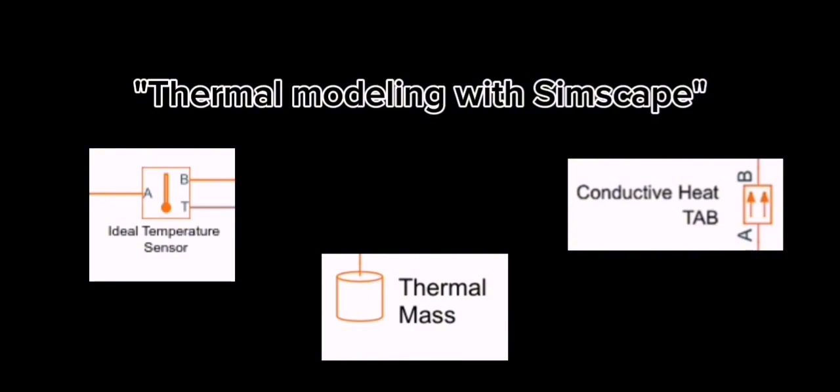The ideal temperature source block represents the outdoor temperature fixed at 0 degrees Celsius. The heat flow source block applies the thermal power supplied by the heater. Finally, the temperature sensor block measures the indoor temperature and sends it to the controller.